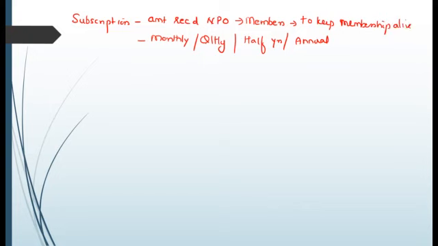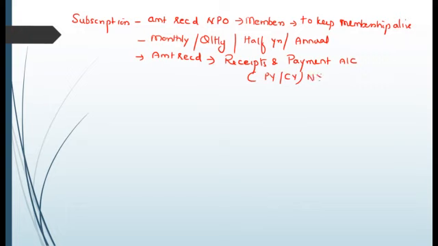Now, this amount received by the NPO would be seen in its receipts and payments account. Whatever amount has been received during the year would be on the receipt side of the receipt and payment account. And this amount might be related to the current year, the previous year, or the next year. Whatever has been received is shown in the receipt and payment account.